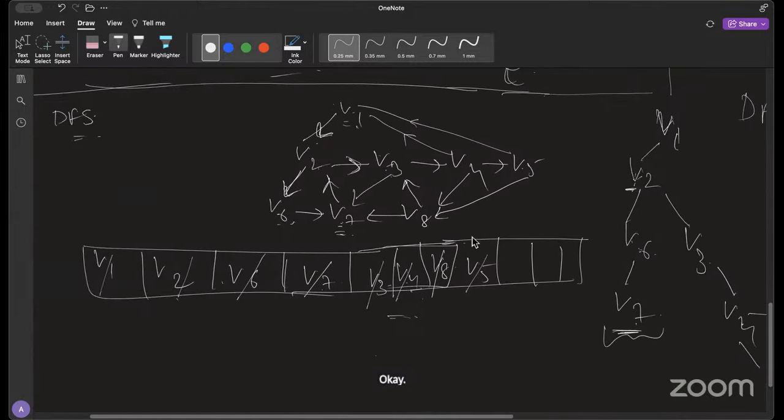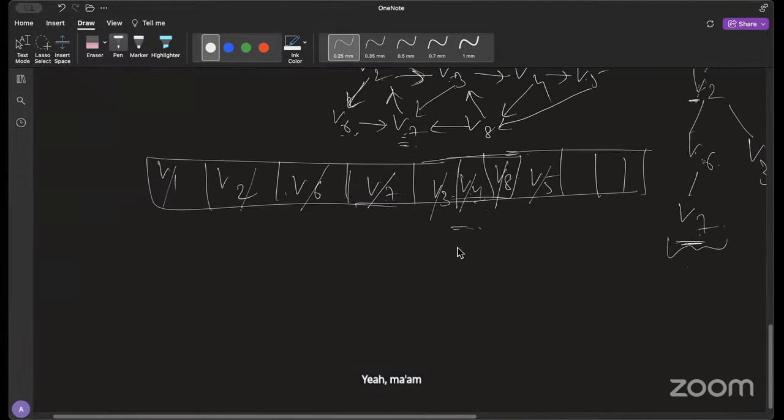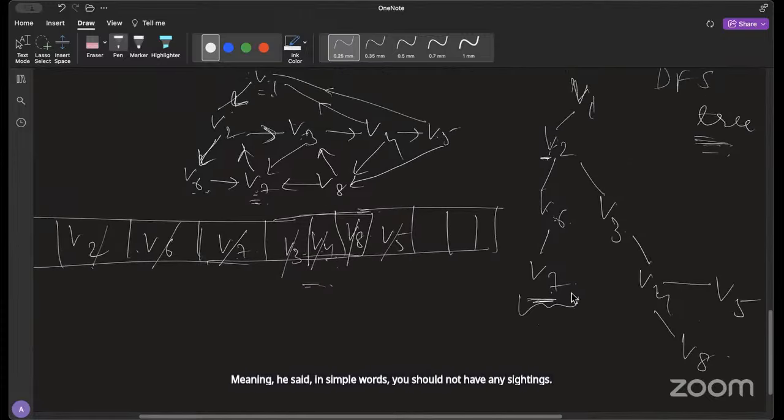Ma'am, this is the property of a tree, like it should have minimum edges in a way. Not minimum edges exactly. It's minimally connected, meaning, in simple words, you should not have any cycles. So this should not be a thing because it will create a cycle.